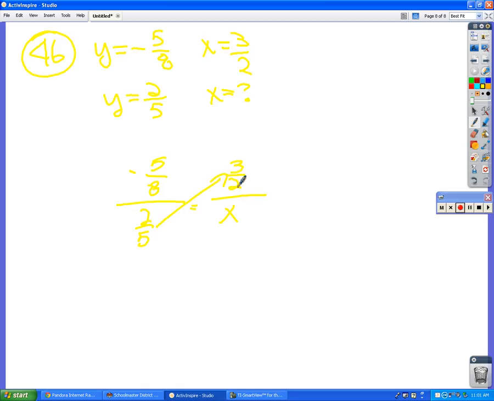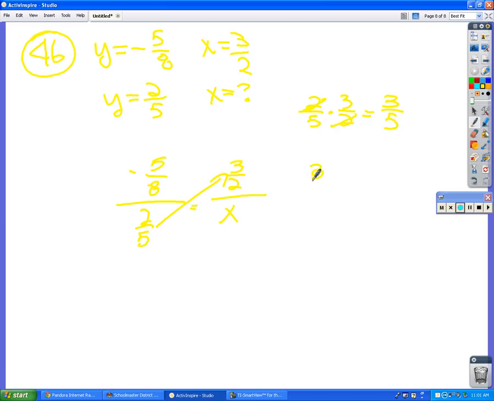If you cross multiply these, what's 2/5 times 3/2? What happens to the 2's? They cross out, they cancel. So that gives you 3/5. And then what do I do with the last number? When you're solving a proportion, you cross multiply and then you divide.